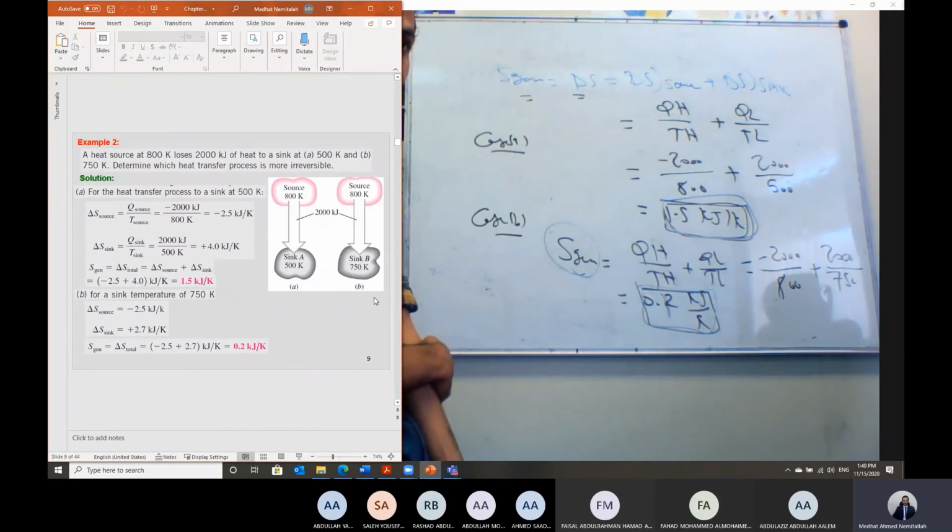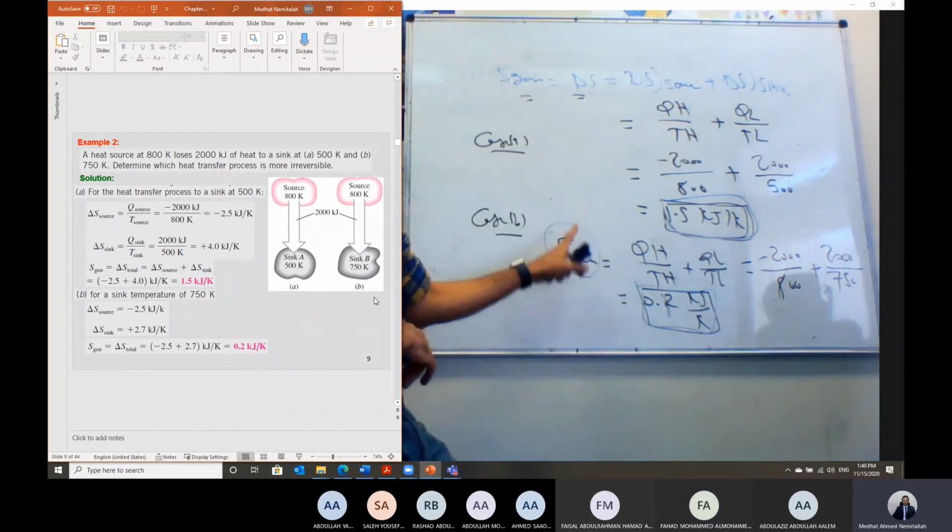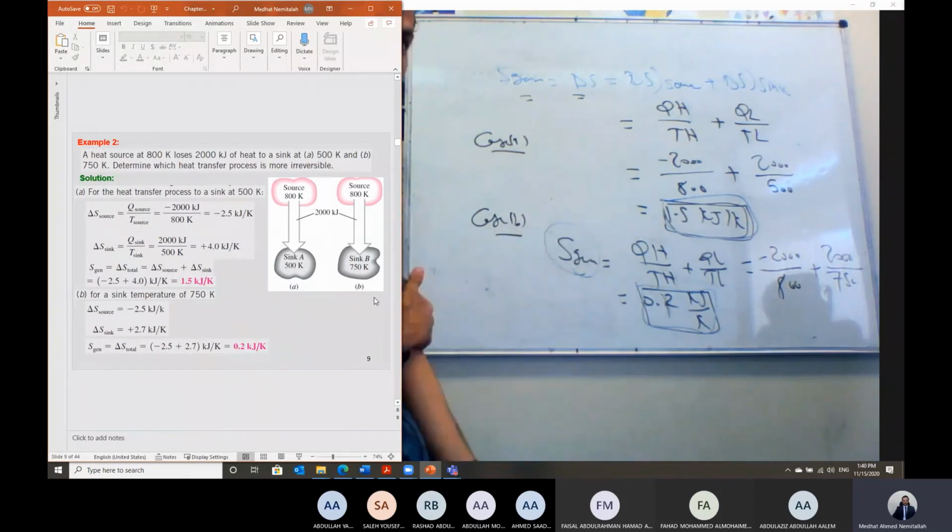Is that clear, Shabab? Yes. So more reversible is 0.2. Sorry? More irreversible. Yes, system A should be more irreversible than system B, or it should have more internal losses when we compare it to system B.